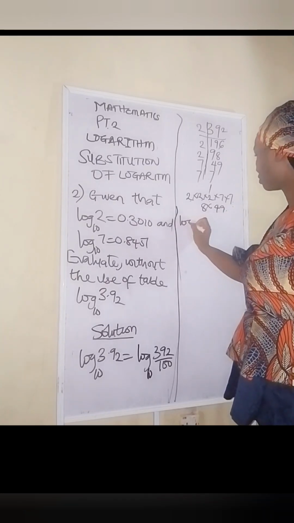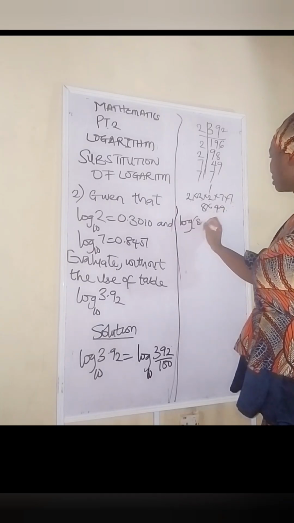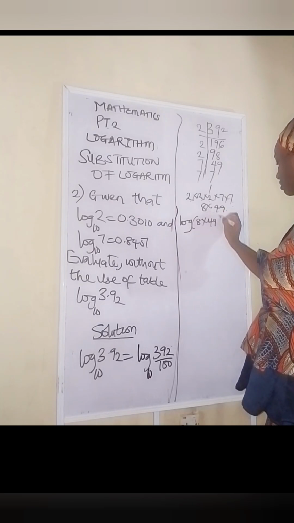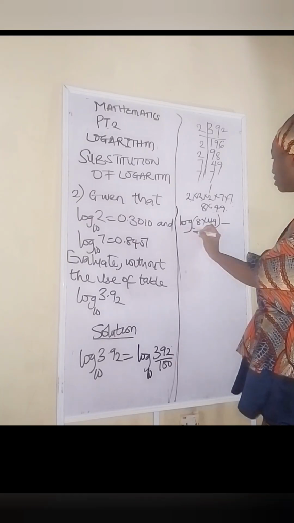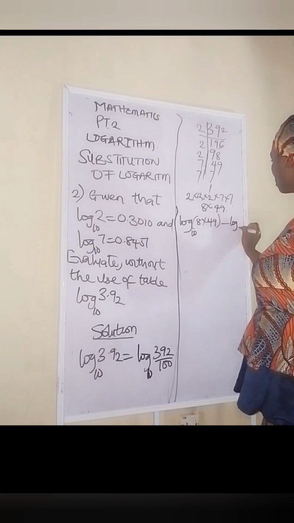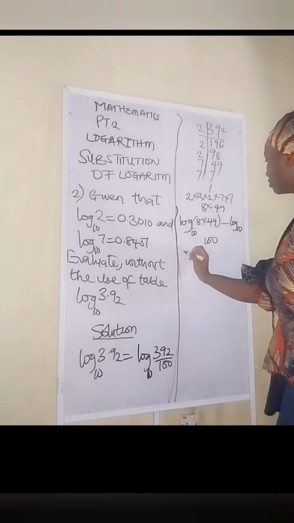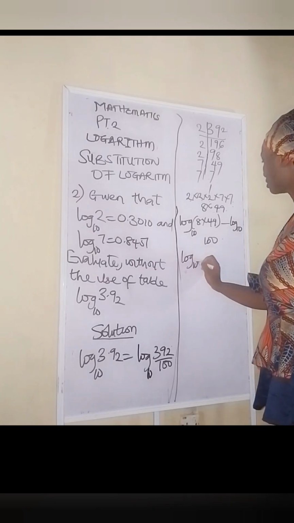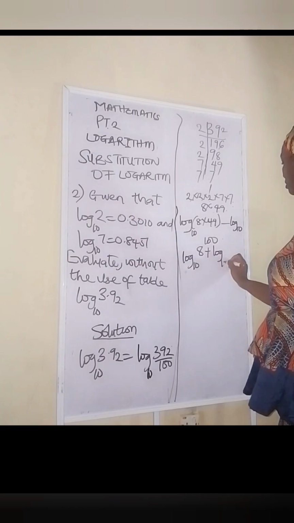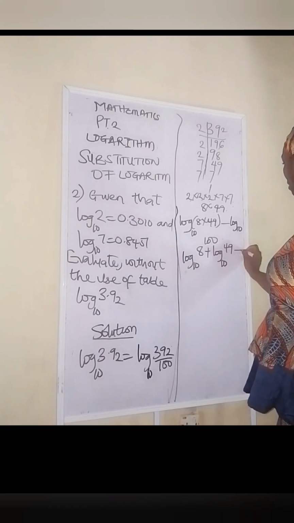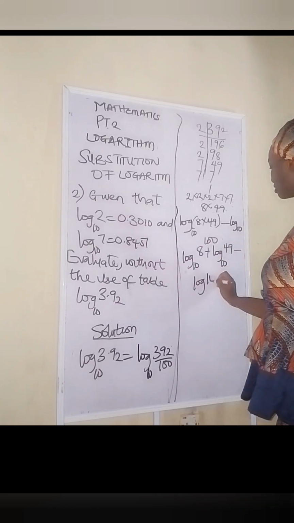So we have log, so instead of inputting 392, we are going to input this one. 8 times 49, minus. Multiplication is addition, and division is subtraction. Okay, so don't forget that. Log 100. Yes, you understand now? So we have log 8 base 10 plus log 49 base 10 minus log 100. So this 100 now, let's change it to 10 raised to power 2.